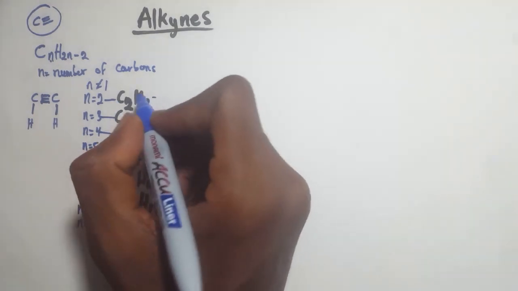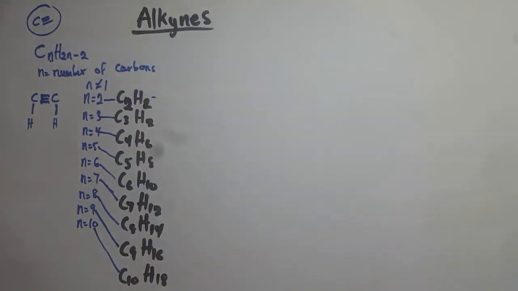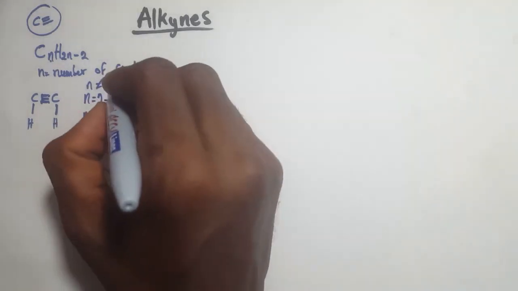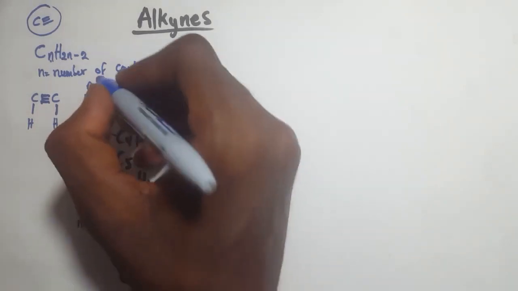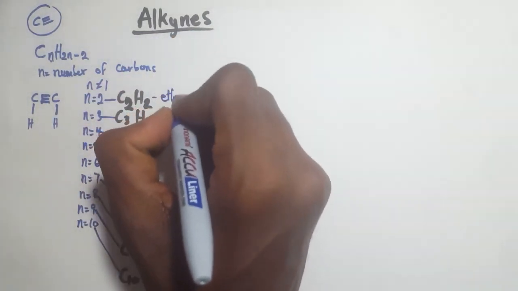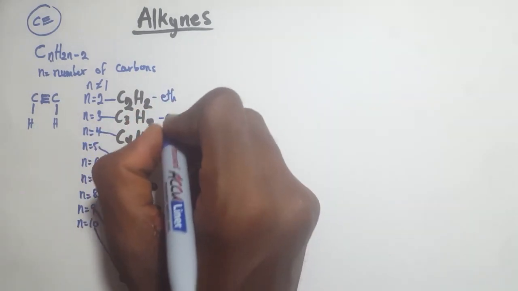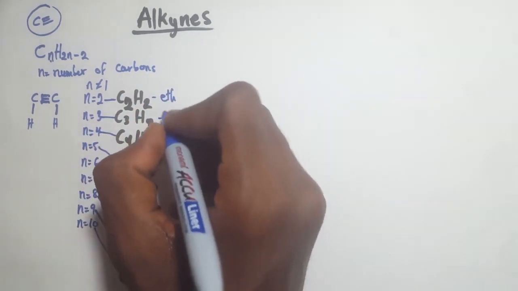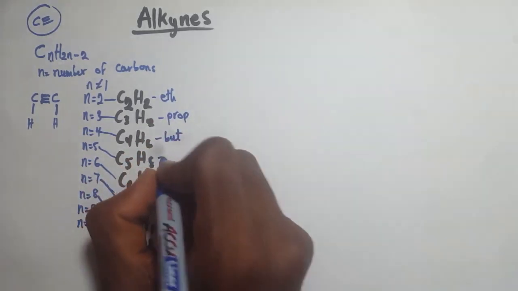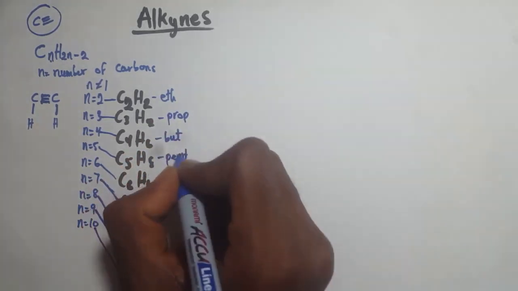Now in the alkanes video, I mentioned that when the number of carbons is 1, we call it meth. But since 1 is not here, we can just ignore it. When the number of carbons is 2, it's going to be eth. When it is 3, it's going to be prop. When it is 4, it's going to be but. When it is 5, it's going to be pent.